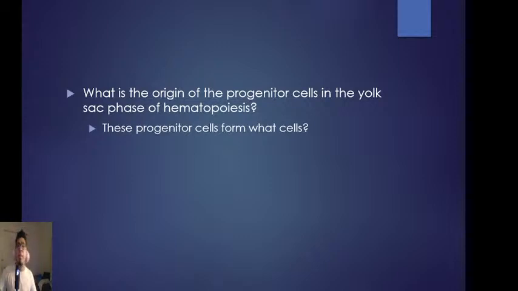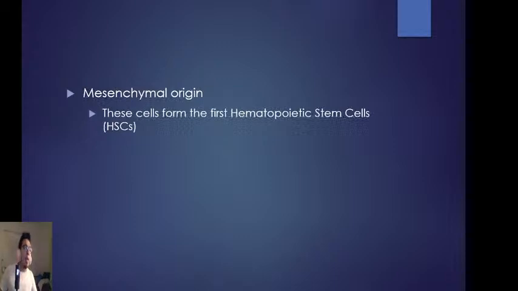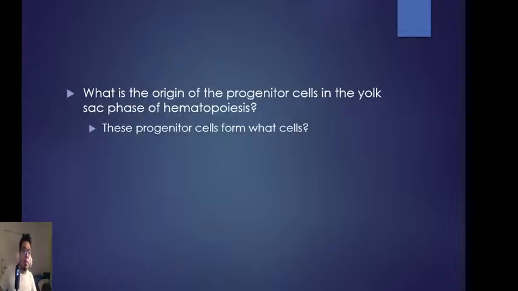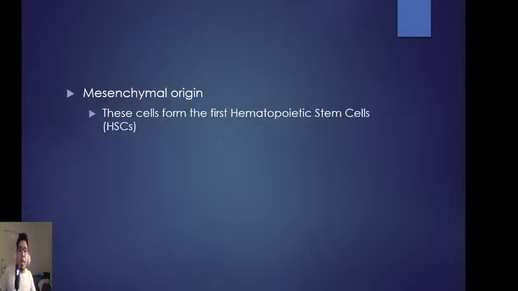The pacing is a bit fast because this is a topic where maybe two or three questions will be given to you in your board exam related to hematopoiesis. That's why I'm setting the pace of the questions. So what is the origin? It's basically in the mesenchymal origin, the mesenchymal location of the yolk sac.